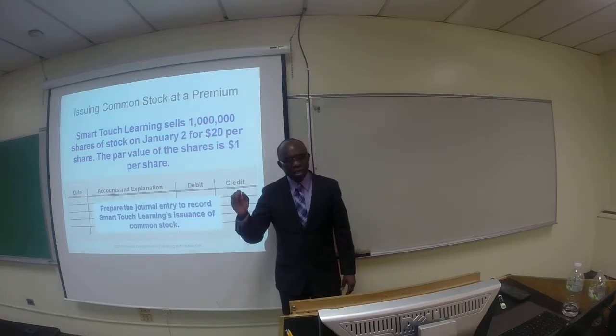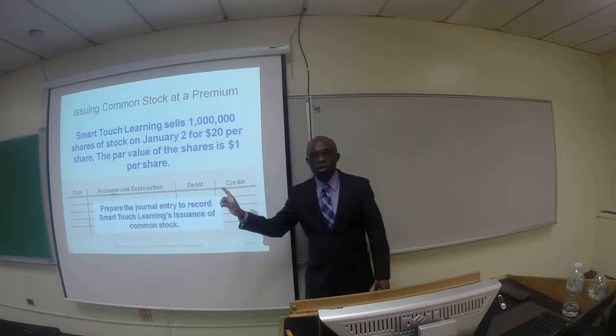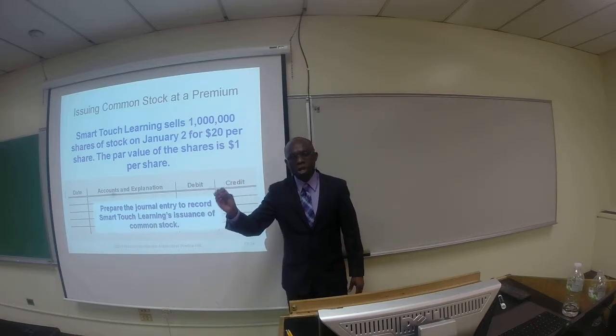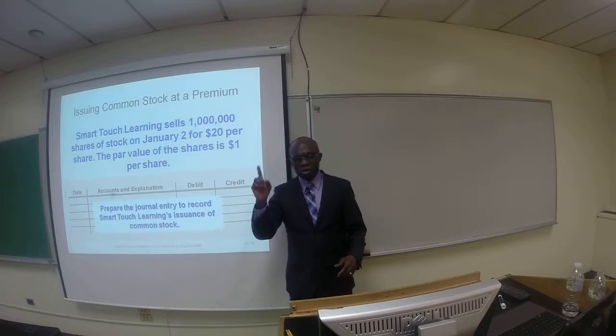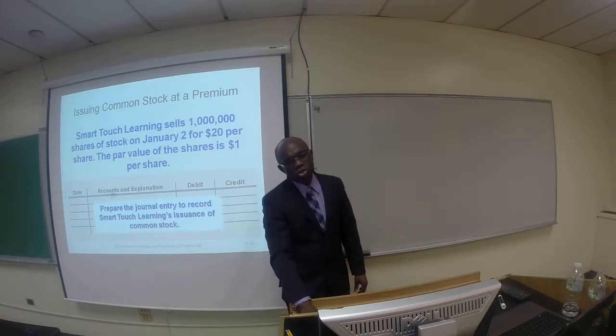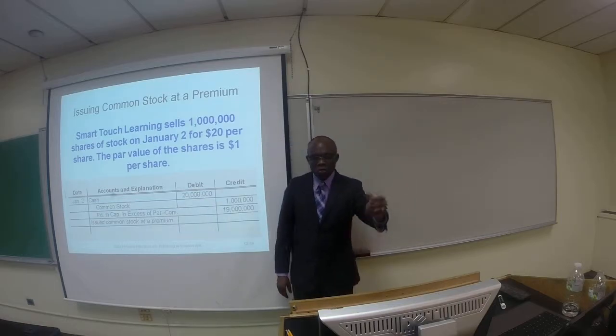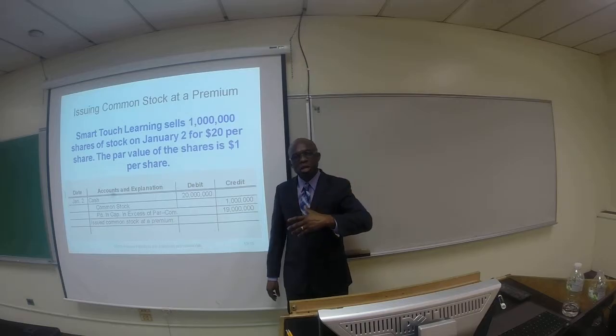Moving along, here we issue stock at a premium, meaning we were able to sell or issue the stock above par value. So again, we sold 1 million shares for $20, but the par value is only $1. So we issued the stock $19 per share more than the par value. How do we record the transaction? Obviously, $20 per share multiplied by 1 million, we have $20 million. So we debit cash for $20 million.